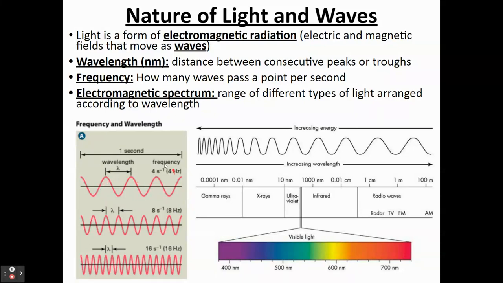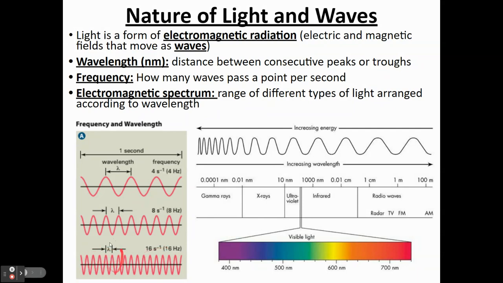Try to come up with a relationship between wavelength and how many times it repeats. So the longer the wavelength, the blank the frequency. Would it be a lower or higher frequency? Or the shorter the wavelength, the blank the frequency. Would it be a lower or higher frequency? So as you probably noticed here, if you have a short wavelength, there's a lot of repeating. The wave repeats on itself in that second a lot more times, many more times.